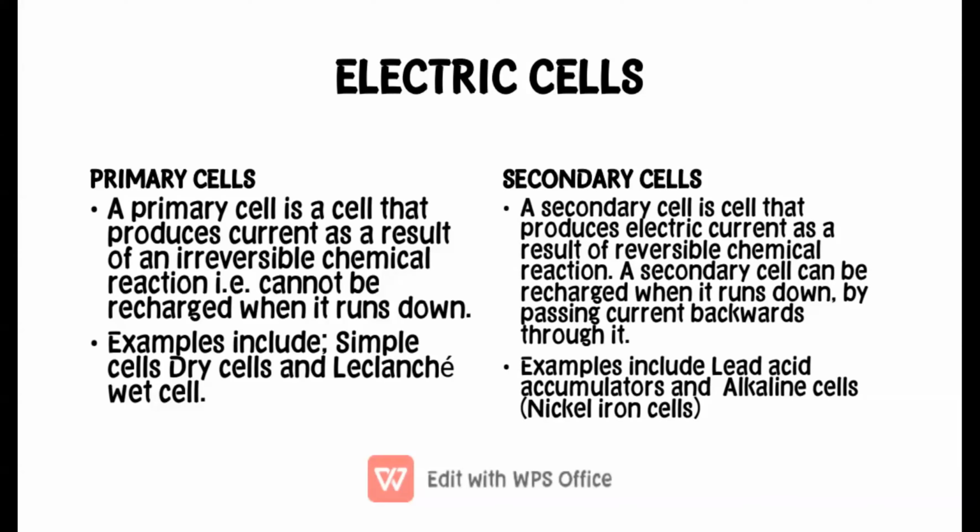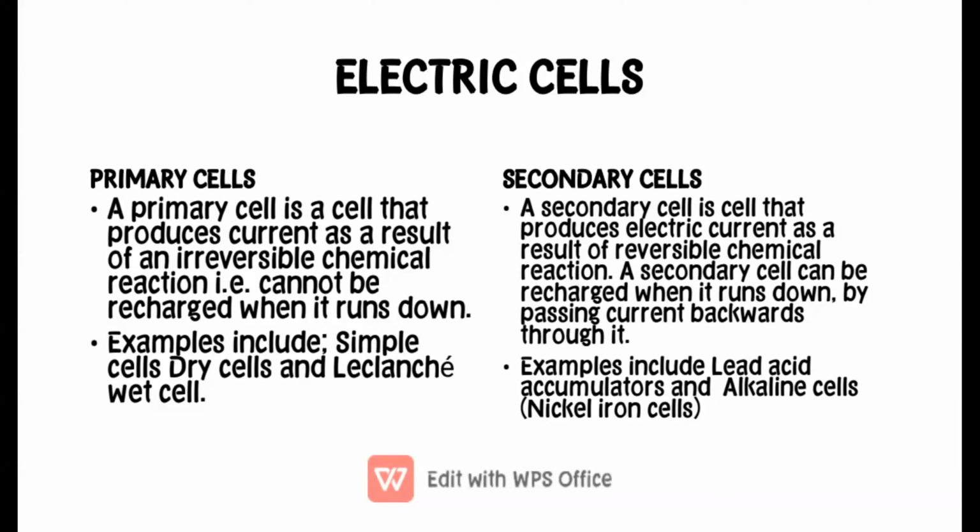Whereas secondary cells, we have a lead acid accumulator and we have alkaline cells. Now, lead acid accumulators are like the car batteries, and the alkaline cells, those nickel ion, are like the ones that we have in our phones. So all those ones are secondary cells.